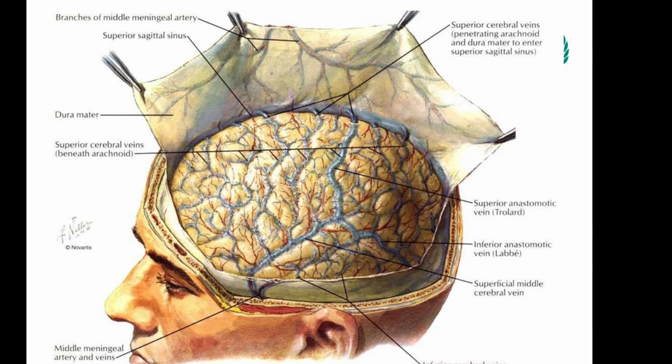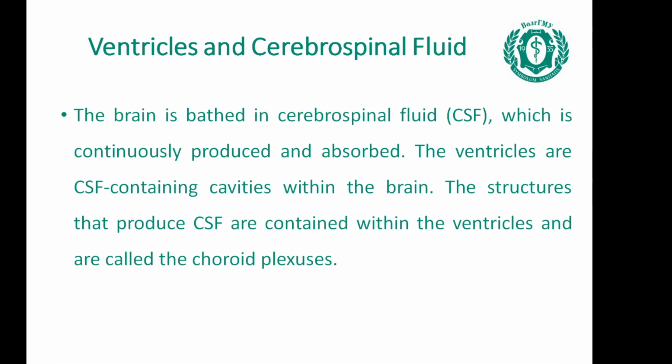This picture demonstrates the veins of the brain. And as we just know, the veins of the brain empty into the venous sinuses of the dura mater. The brain is bathed in cerebrospinal fluid, which is continuously produced and absorbed. The ventricles are cerebrospinal fluid containing cavities within the brain. The structures that produce cerebrospinal fluid are contained within the ventricles and are called the choroid plexuses.